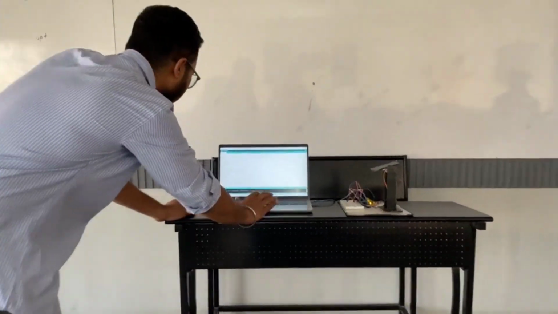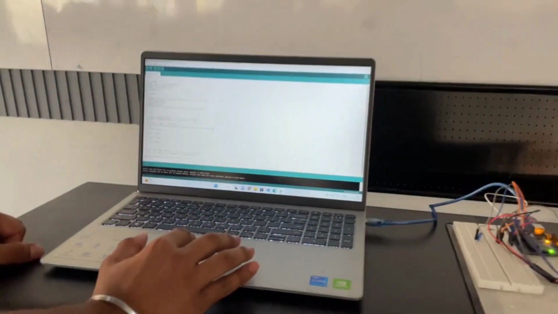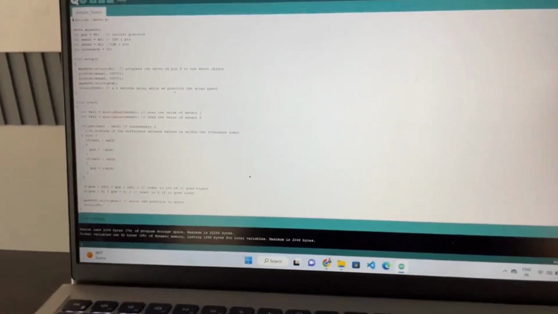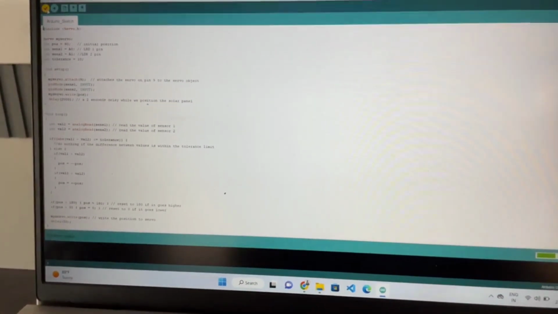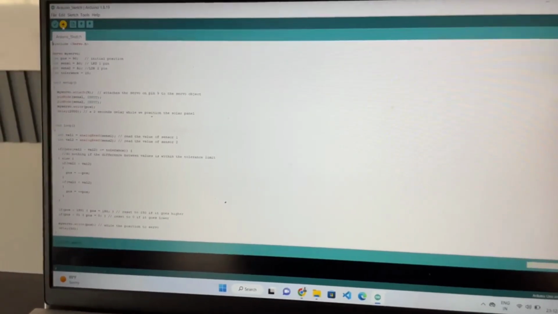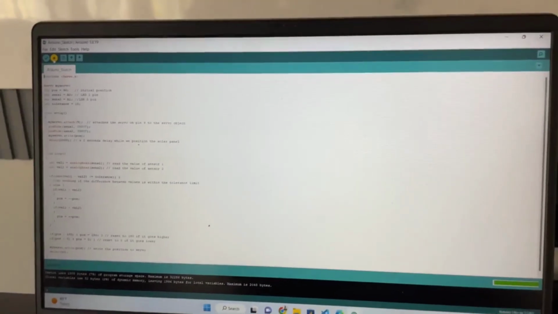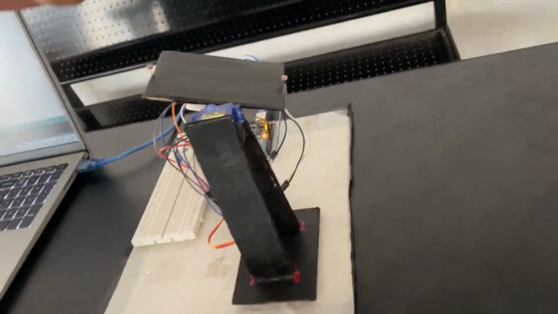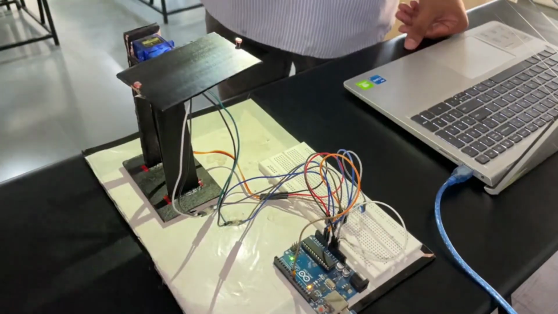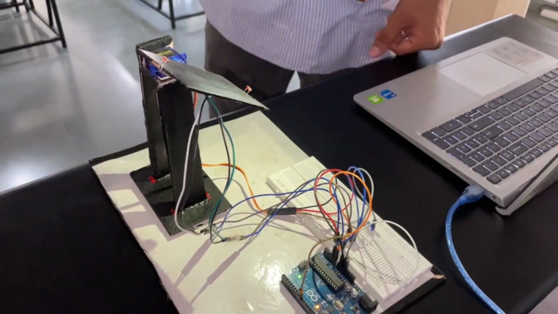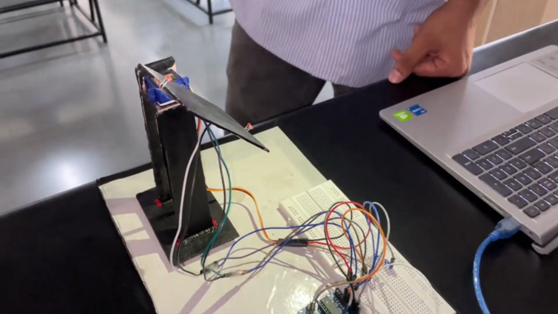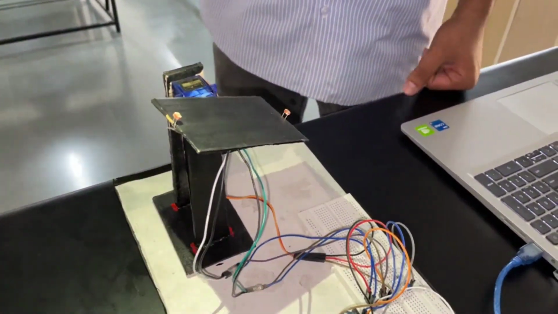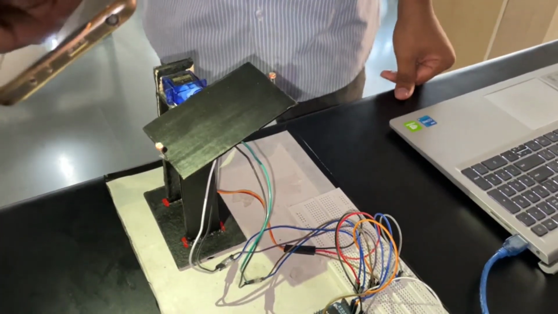Let's start the real implementation of our project. We have written this code in C programming. Let's upload this code. And then these are the two LDR sensors. One is on the east side and one is on the west side. We put the light on the east LDR, the panel moves to the east, and as we put the light on the west LDR, the panel moves to the west.